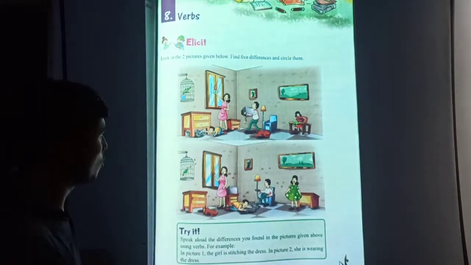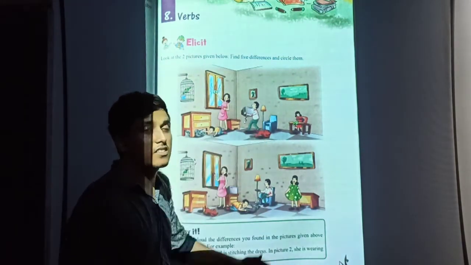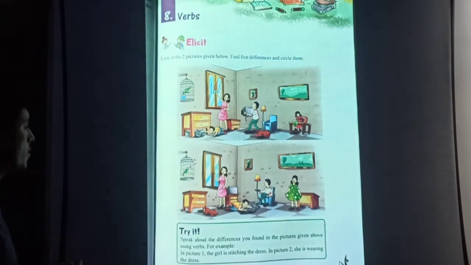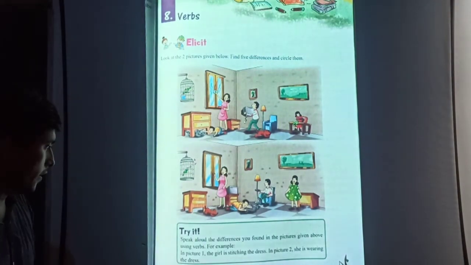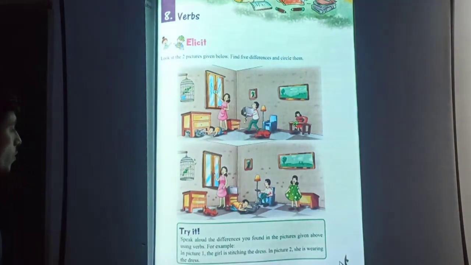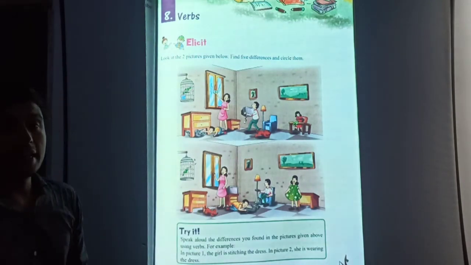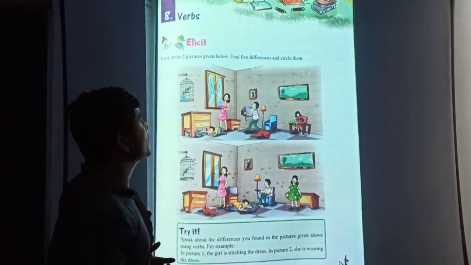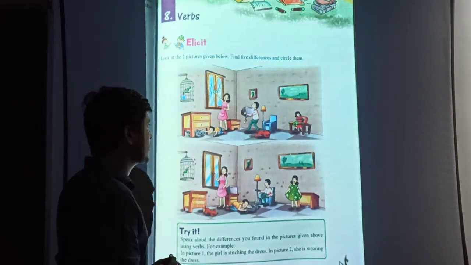Students, you can find more. Like in this picture, there is a difference in the picture and there is a difference in the scenery. There are a lot of differences. Now speak aloud the differences you found in the picture given above using verbs. For example, in picture 1, the girl is stitching the dress. In picture 2, she is wearing the dress. These are the kind of differences you can talk about by using verbs in your sentences, right?